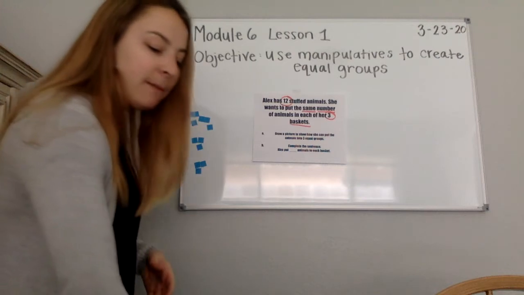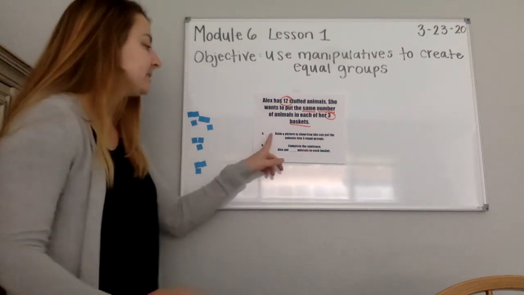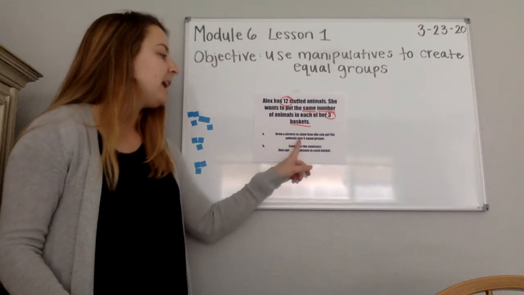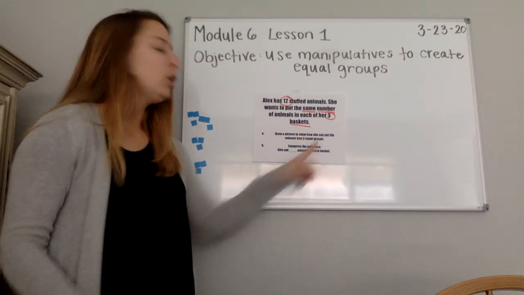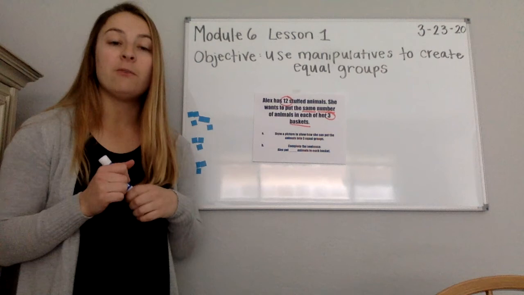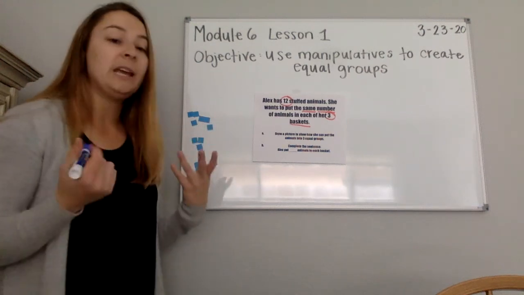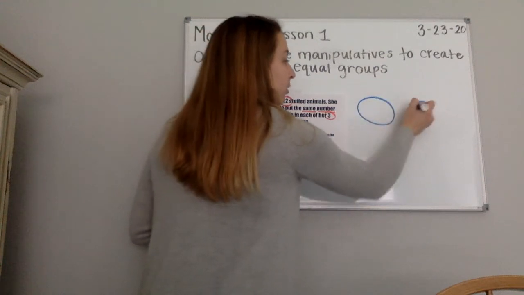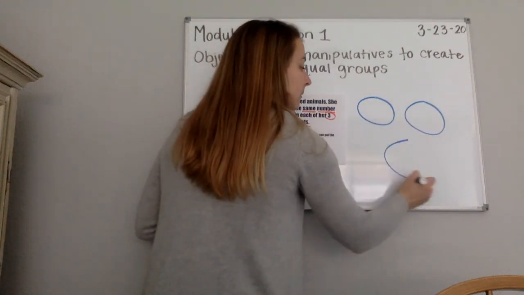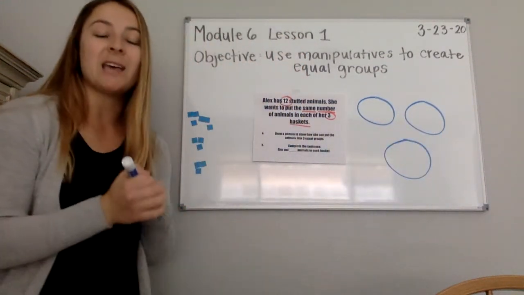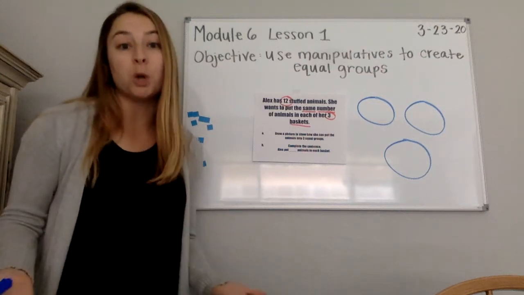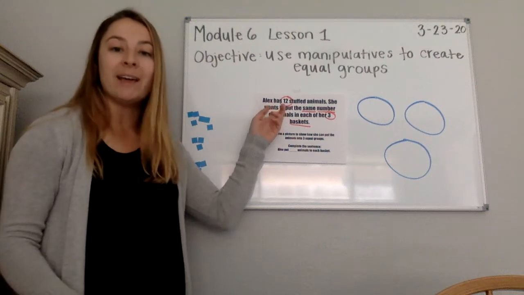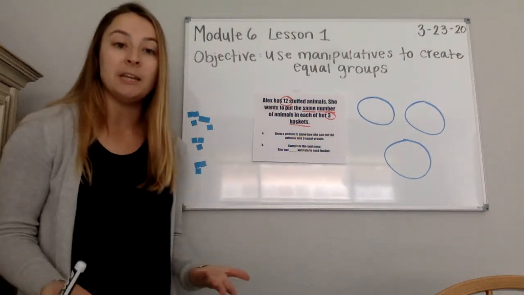So, problem A for this word problem asks, draw a picture to show how she can put the animals into 3 equal groups. The first thing I think of when I hear that is 3 equal groups. So I'm going to go ahead and draw my 3 groups. I know that the stuffed animals have to go into one of those 3 groups or baskets. And I know that Alex only has 12. I can't go beyond 12 because that's how many she has.